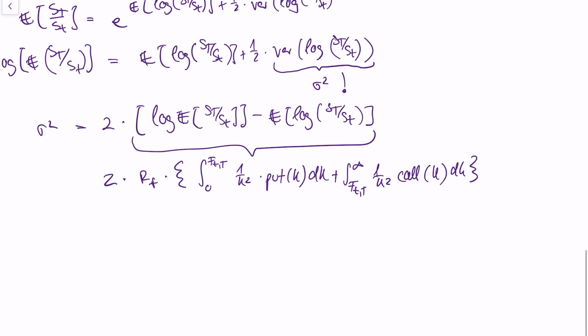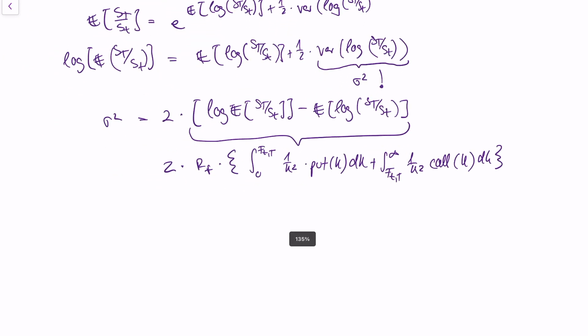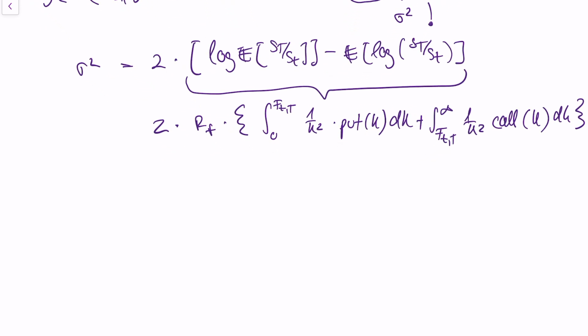So in other words, the VIX is nothing else than the variance of the market if returns are truly log normal. So in other words, the VIX is the variance of the S&P 500 if returns are log normal.